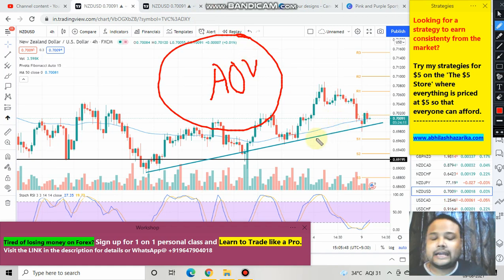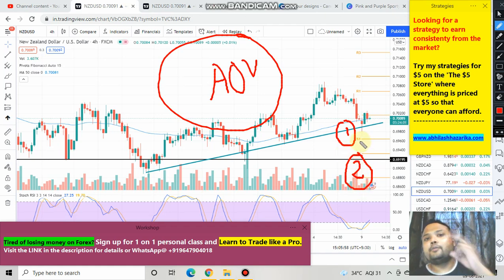Here you can clearly see that I have marked two levels. This is your first support and this is your second support. Therefore we will only be looking for buying opportunities at this level and at this level. These two are the levels for us.